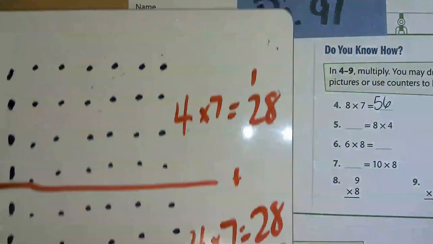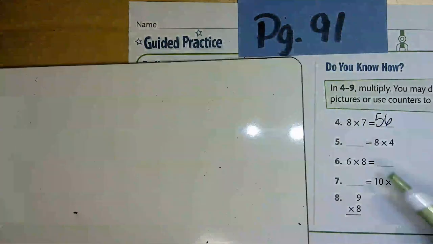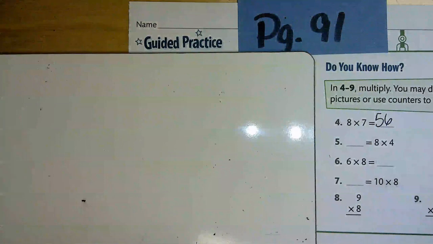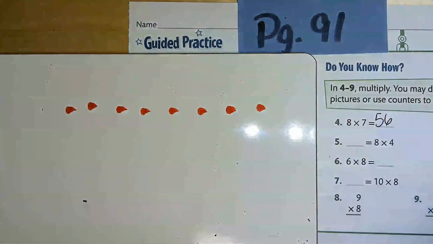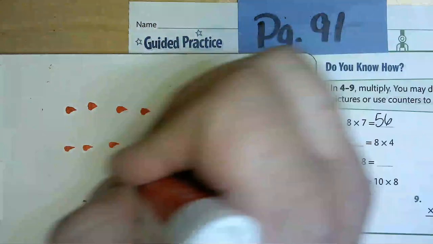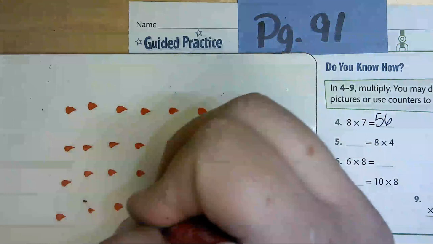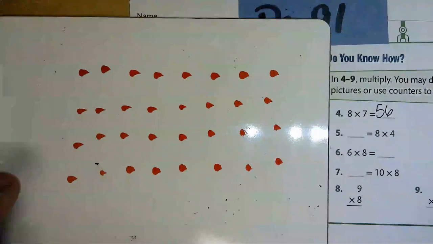Go ahead and erase your boards or get to a new piece of paper as we try out number 5. So number 5, I've got 8 times 4. So 1, 2, 3, 4, 5, 6, 7, 8. I'm going to make 4 rows of that. There are 4 rows, and I've got 8 in each row.